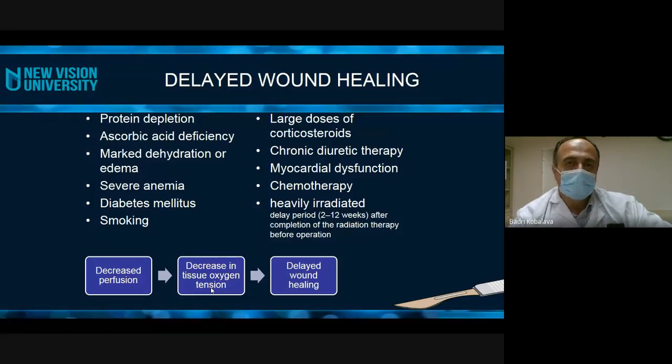Delayed wound healing. So it's important after surgery to facilitate wound healing. It is mostly important on intra-abdominal organs, on intestines, or intrathoracic, it could be bronchus or blood vessels. Otherwise, these sutures can fail.